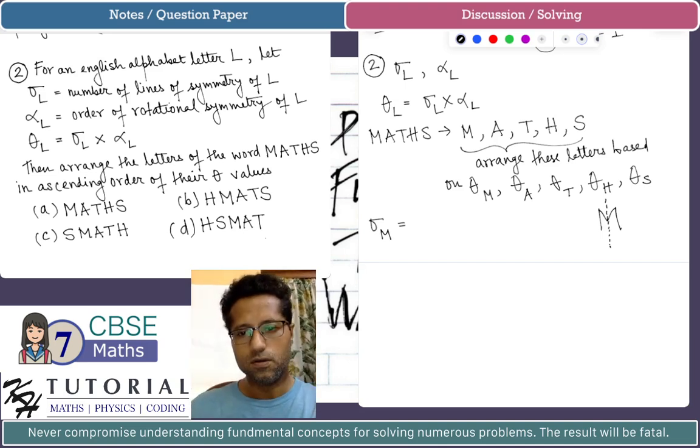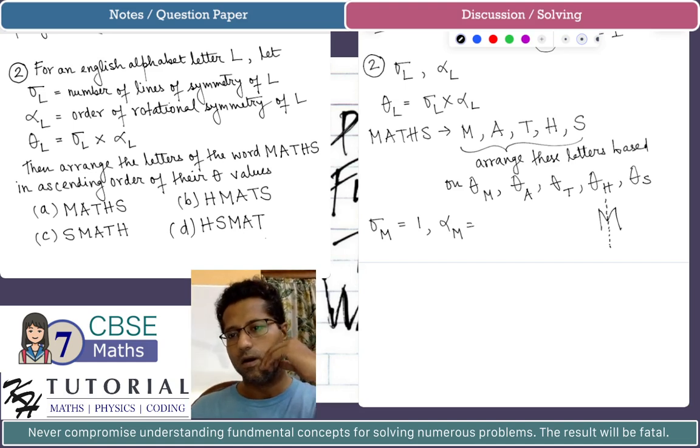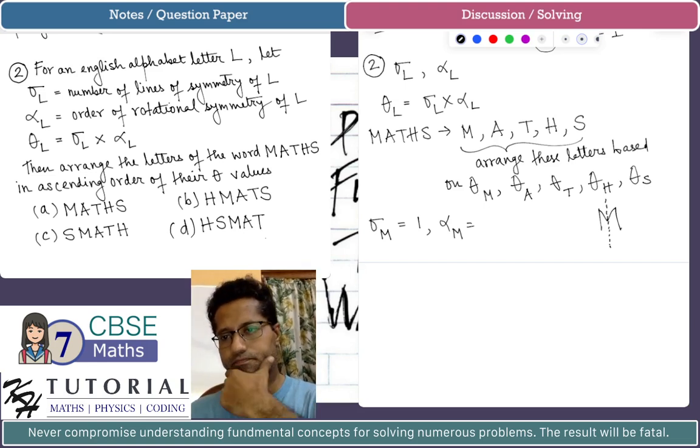Okay, so sigma M is 1. What about alpha M? That is the order of rotational symmetry of the letter M. Okay, so if I rotate the letter M clockwise 90 degrees, I get this. This is not looking identical to the original M.